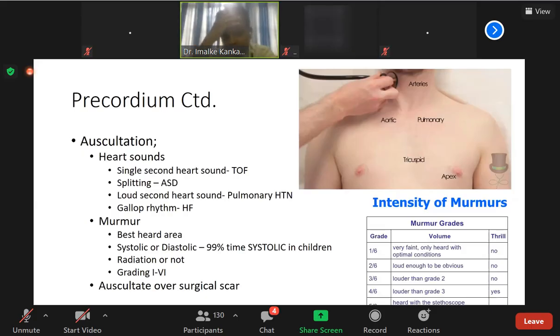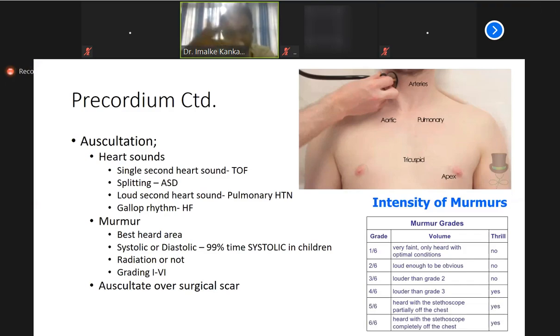Loud second heart sound is seen in pulmonary hypertension, okay? And gallop rhythm means the third heart sound. You can see it in any case of any heart failure condition. That's heart sound. Then come for murmur.